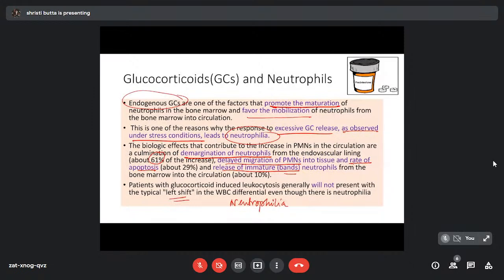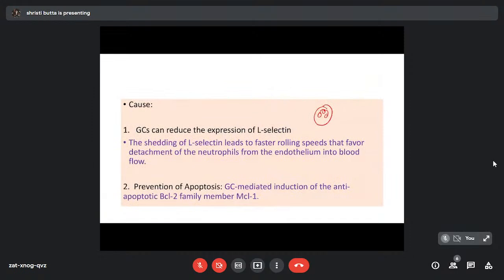Now the cause behind it is the shedding of L-selectin. The neutrophils express L-selectins on their surface. So shedding of this L-selectin results in faster rolling. Rolling, remember the diagram that I was explaining a bit ago? Now rolling speeds that favor detachment of the neutrophils from the endothelium into the blood flow. So shedding of L-selectin leads to faster rolling, and that speeds up the detachment of the neutrophil. If the neutrophils detach from the endothelium, they come into the blood flow.